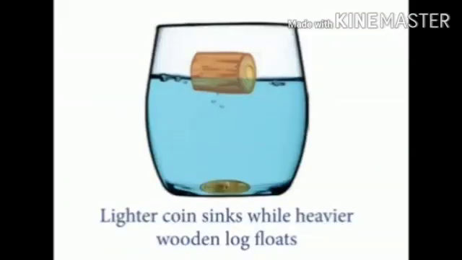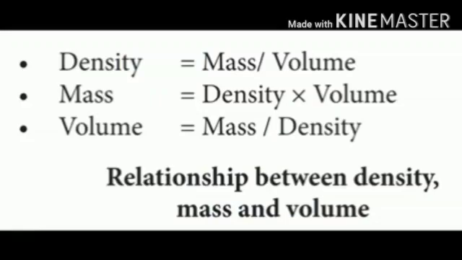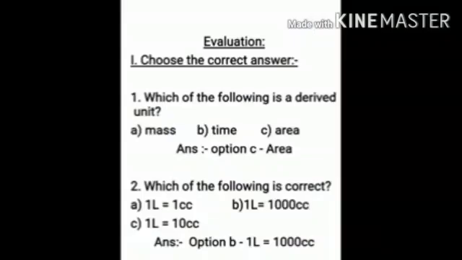Number 6. Density of different materials. The materials with the higher density are called denser and the materials with the lower density are called rarer. Number 7. The relationship between density, mass and volume: density equal to mass by volume, mass equal to density into volume, volume equal to mass by density.